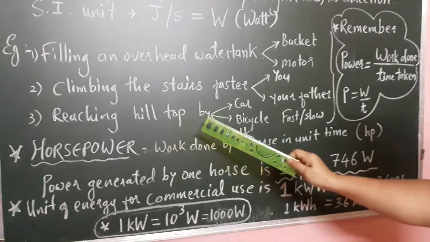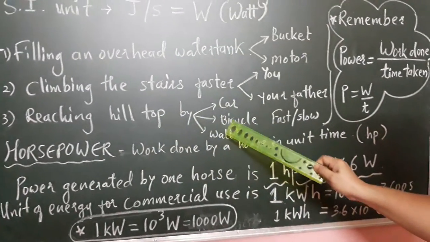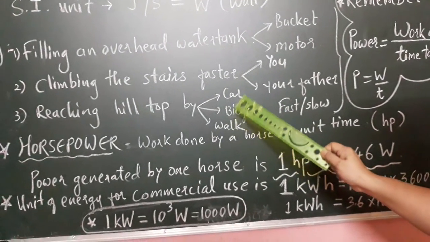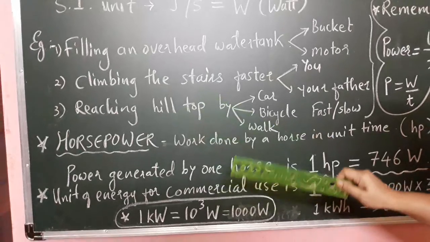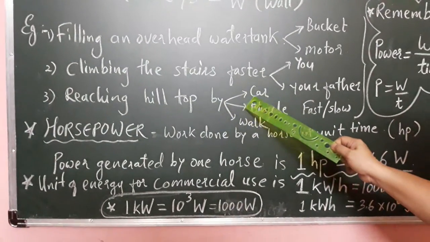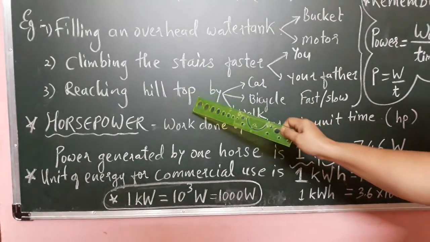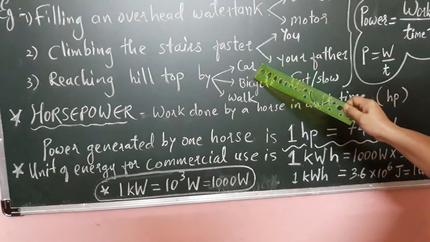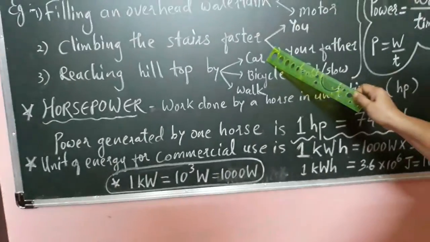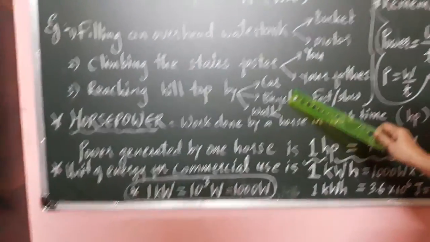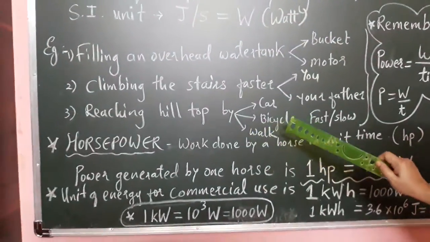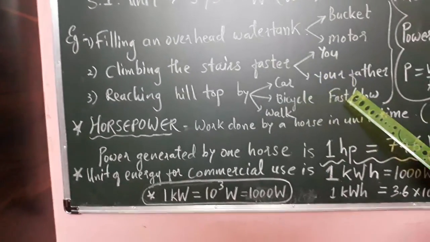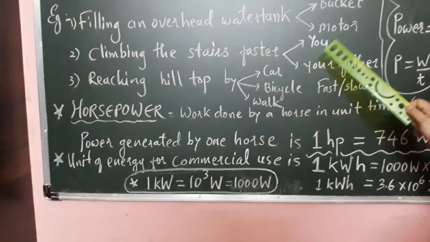Then, reaching a hilltop by using a car, a bicycle, or by walking. In these three cases, no doubt you will reach the top of the hill. But when you are using a car, the time taken to reach the hilltop will be very less, and we can say that the car has more power than the bicycle, and it is more powerful than when you are just walking. So whether the work is done fast or slow depends on the power.